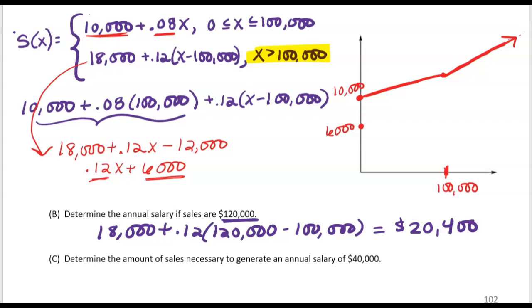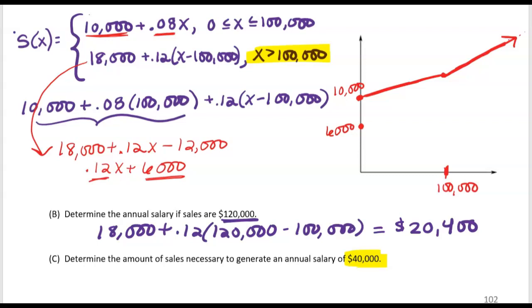All right, now for part C, they're flipping things around on us. They're actually giving us the salary. So maybe a person is trying to decide should they apply for this job, and they know they need to make at least $40,000 a year to pay for their mortgage or their rent or whatever bills they have. So they're trying to figure out how much would I have to sell each year? What is this amount of sales that would get me to this salary?